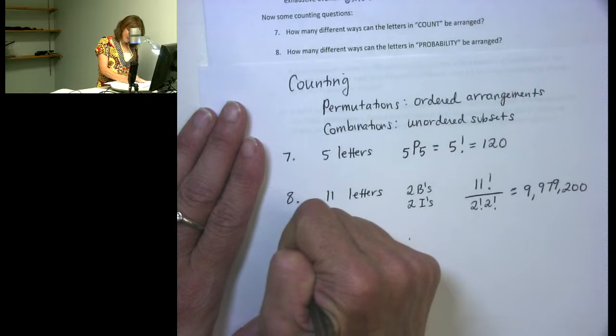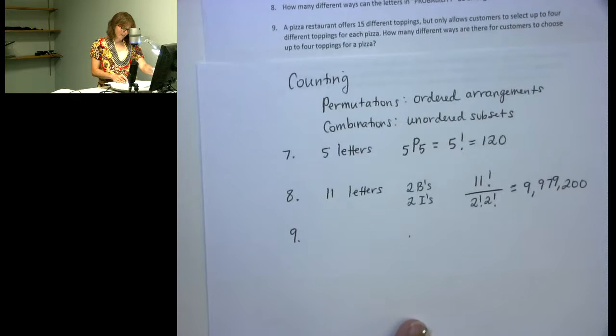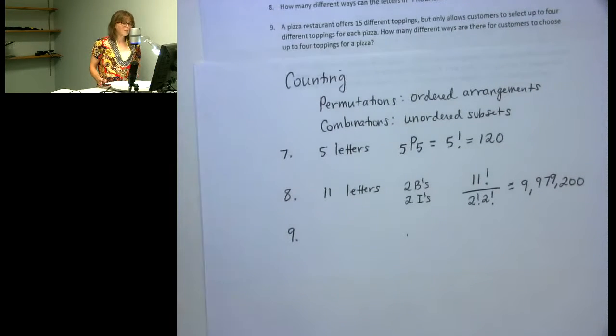Let's see. Question 9. We have a pizza restaurant that offers 15 different toppings, but only allows customers to select up to 4 different toppings. So we want to know how many different ways there are for customers to choose up to 4 toppings for their pizza.